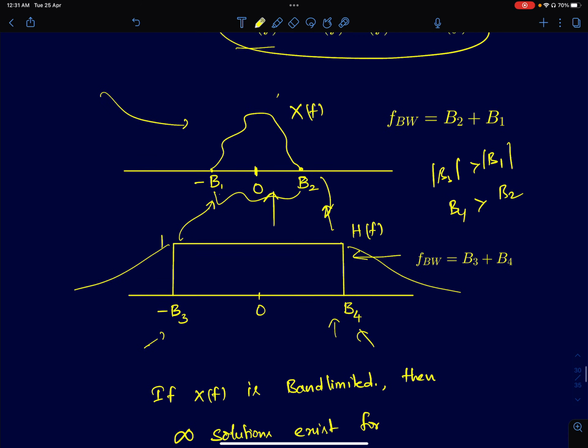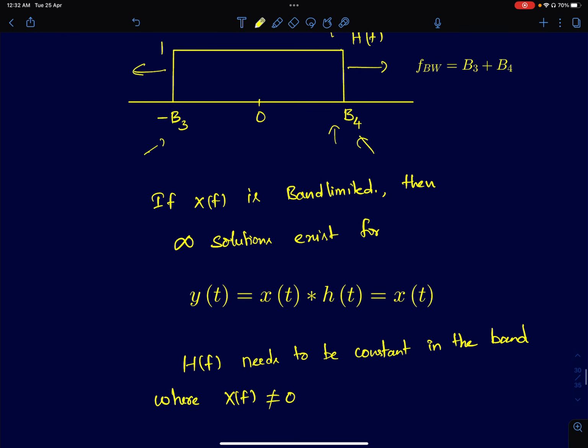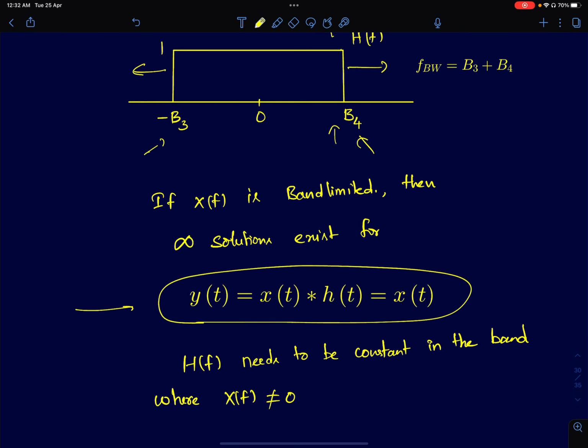So now immediately you can see there are infinitely many solutions possible, right? All I need to do is ensure that it is 1 in this region, and it can assume whatever shape outside this band. Or you can think of band pass filters, or filters with a finite pass band, and it's 0 elsewhere, but of different bandwidths, as long as the bandwidth is greater than b1 plus b2. Okay, any filter that satisfies this condition will give me this result, where your output will be equal to the input. So that's what I've been discussing.